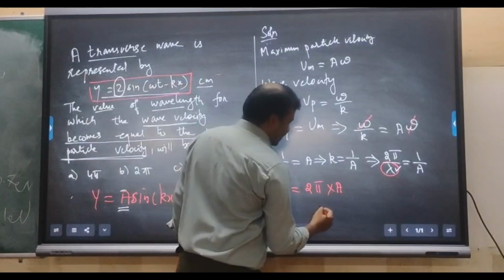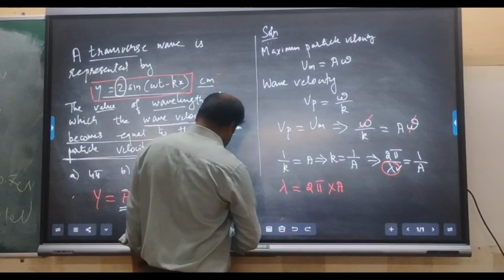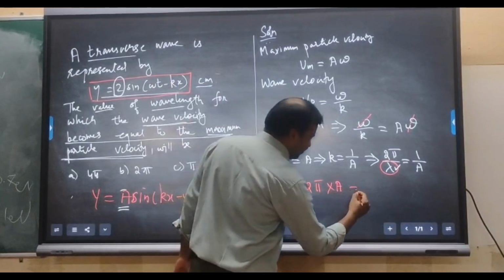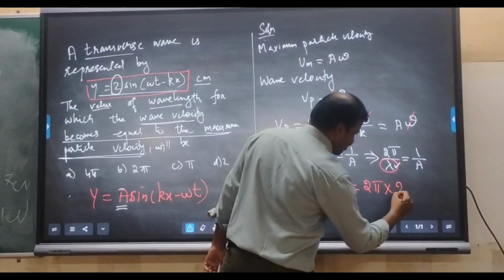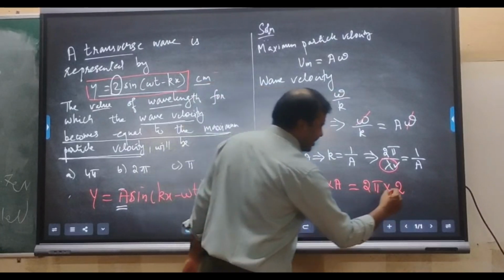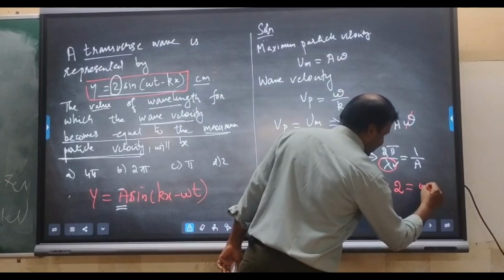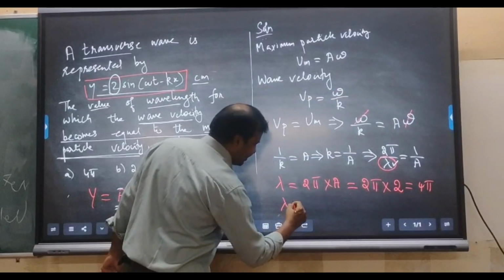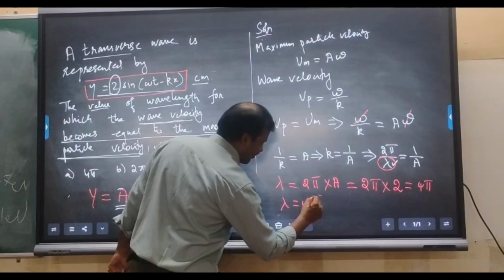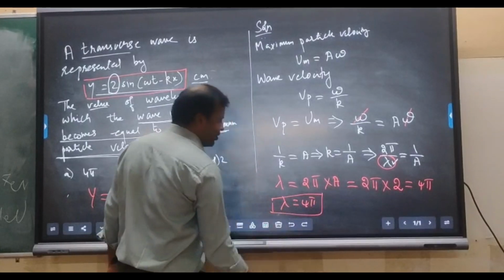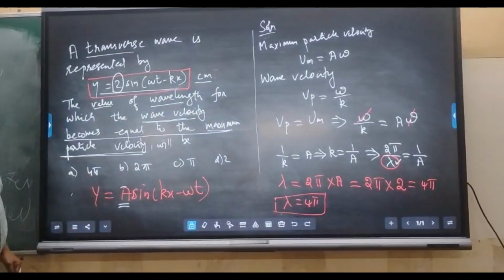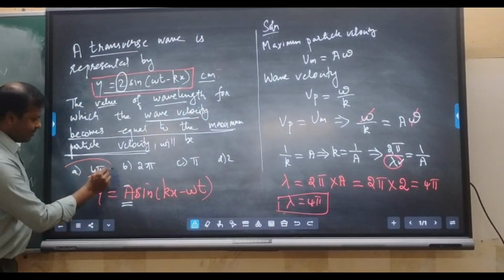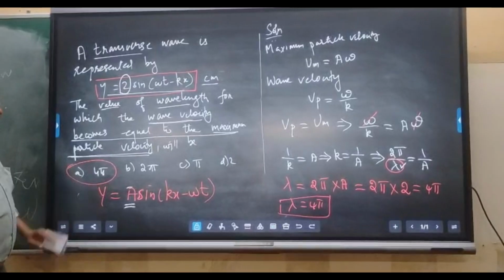I will substitute here. That gives lambda equals 2 pi times A, and A is 2. Therefore, I will get 4 pi. That means the wavelength is 4 pi. If you go to the given 4 options, 4 pi is the right answer.